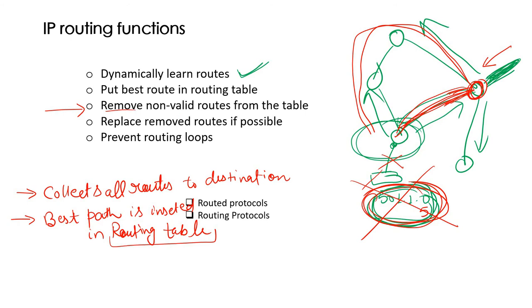Because that route is not valid anymore, our routing protocols are also responsible for removing that non-valid route. Another job is to replace removed routes if possible. It may happen that only this network is available, but this hop is down. If that hop is down, that route is not available, but we have another route available this time. So immediately it will make an IP entry in the routing table towards this alternate path.